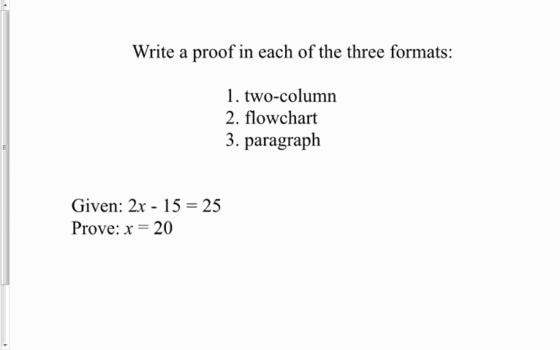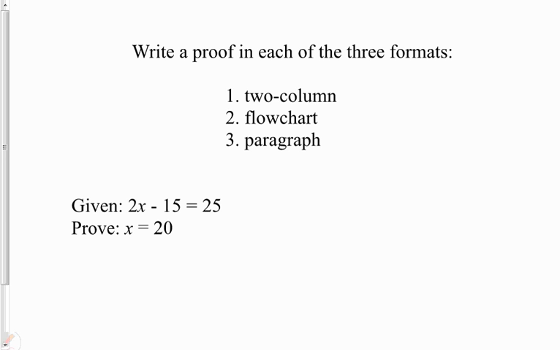Here we're being asked to write a proof in each of the 3 formats. And this is actually going to be an algebra proof. Algebra proofs are very straightforward. They're very easy to introduce proofs because you guys know algebra. So the given information is the equation 2x minus 15 equals 25. And we need to prove that x equals 20.